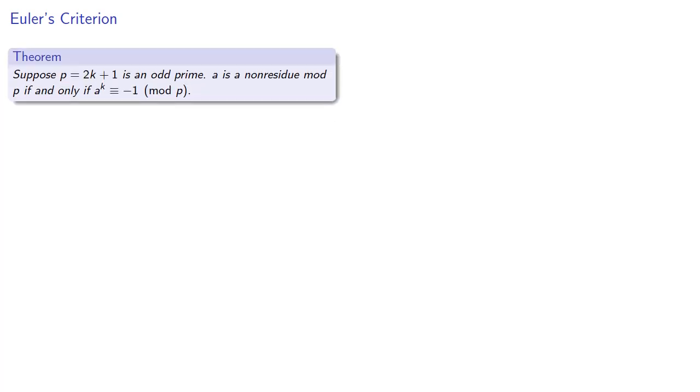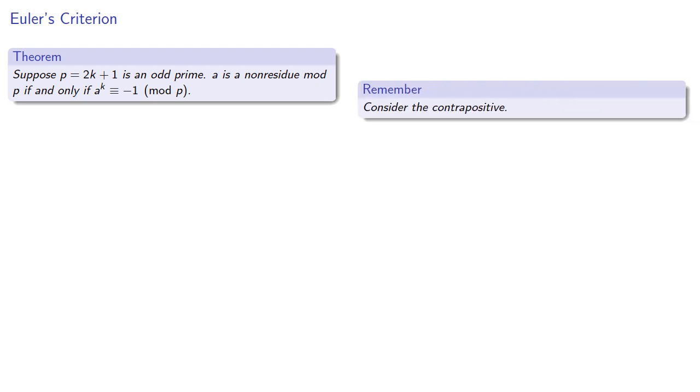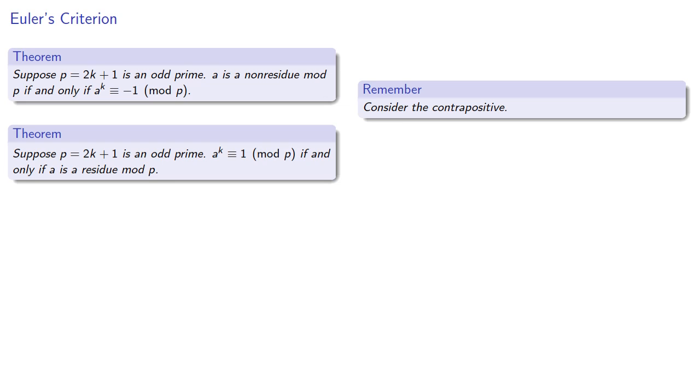And in fact, we can put these two results together and say that if P is an odd prime, A is a non-residue mod P if and only if A to the power k is congruent to negative 1 mod P. And now, when we consider the contrapositive, we find that if P is an odd prime, A to the k is congruent to 1 if and only if A is a residue mod P.